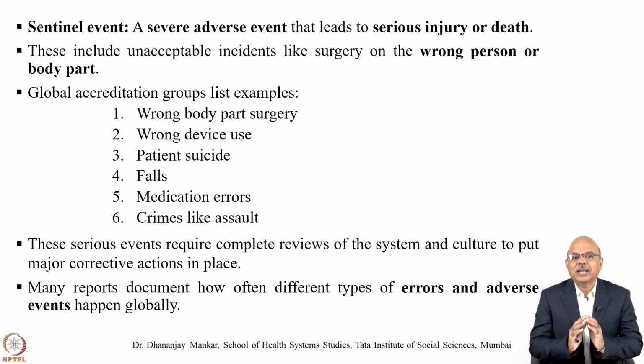So this includes unacceptable incidents like surgery on the wrong person or a wrong body part, where there are many examples where you have seen the wrong person or wrong body part chosen. Global accreditation groups list examples like wrong body part surgery, wrong device used, patient suicide, falls, medication errors, and crime like assaults on the patient. You may find this list is only giving a few examples, but there might be many such events individual hospitals are encountering.